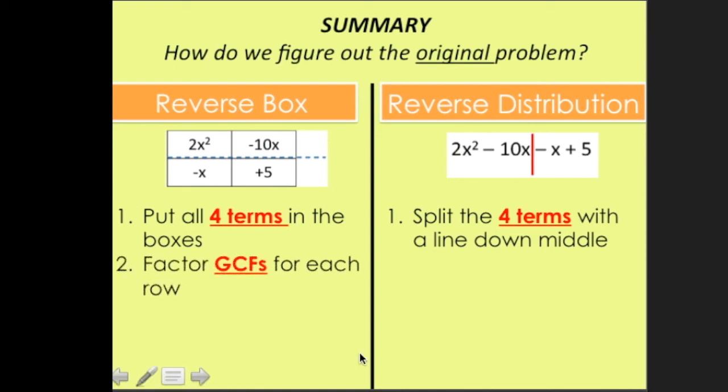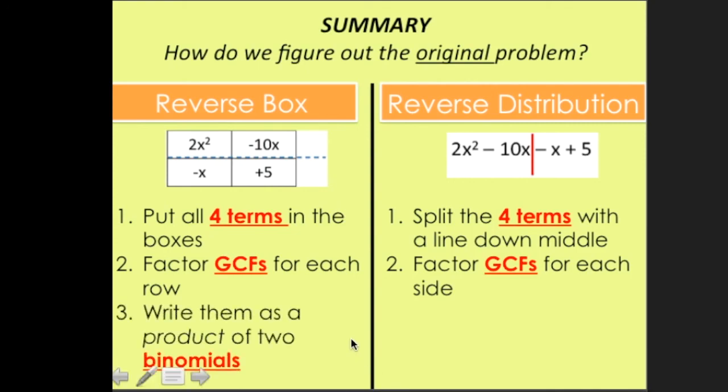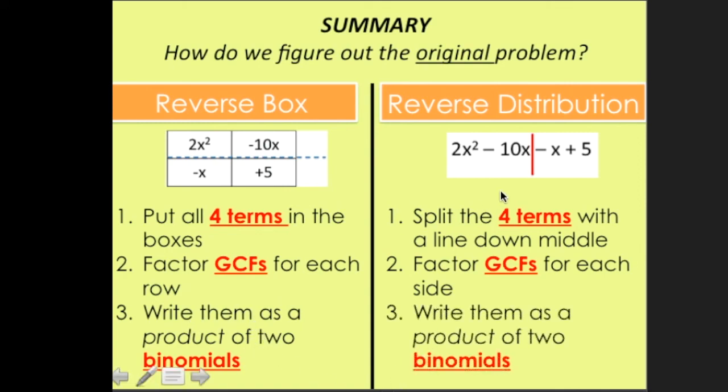Secondly, in the reverse box, you're going to factor the GCFs for each row, just like we did in the previous problems. In the reverse distribution, you're factoring the GCFs for each side. Notice how it's the same exact problem, just written in a different way. And then lastly, once you've factored out the GCF for each row, you should find that there's a common factor from each of them. And you're going to write them as a product of 2 binomials. And that was the same process here. So in our previous example, the solution was 2x minus 1 times x minus 5.